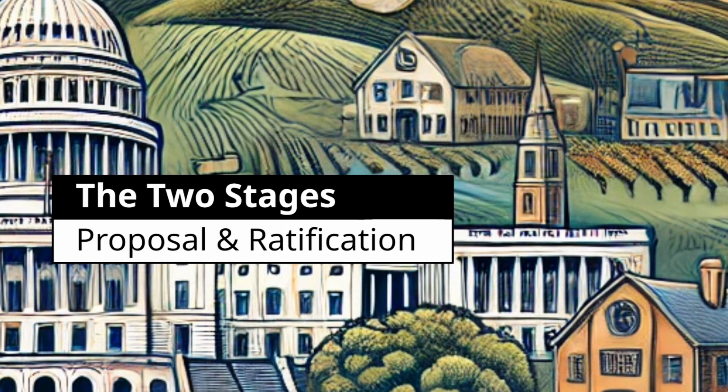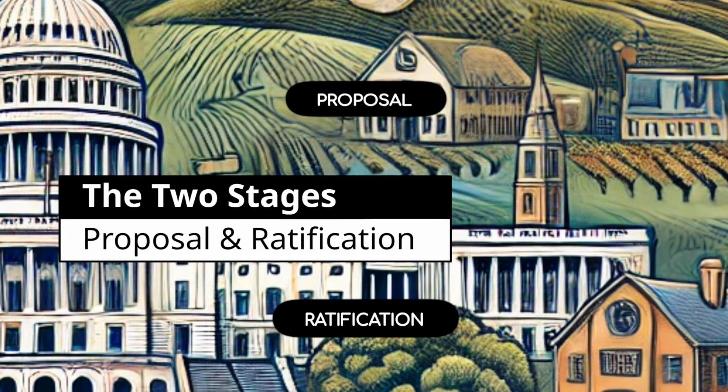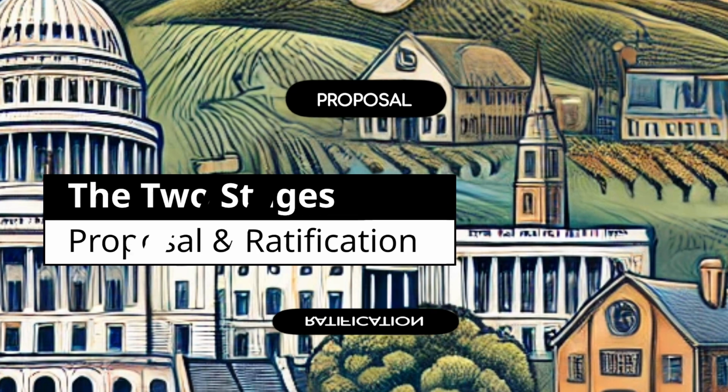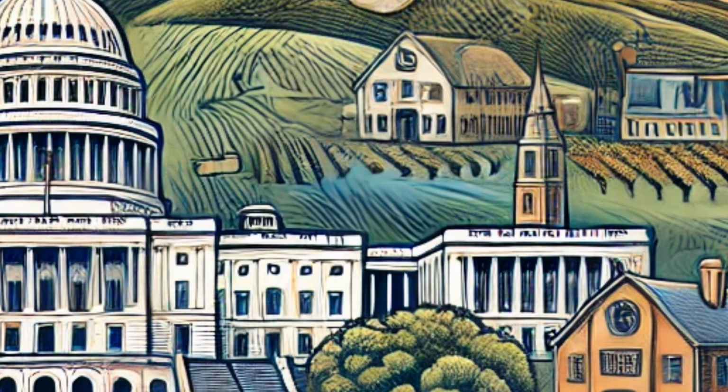The amendment process involves two primary stages, proposal and ratification. Each stage requires a high level of consensus, emphasizing the seriousness of altering the nation's foundational document and making the amendment process difficult to complete.